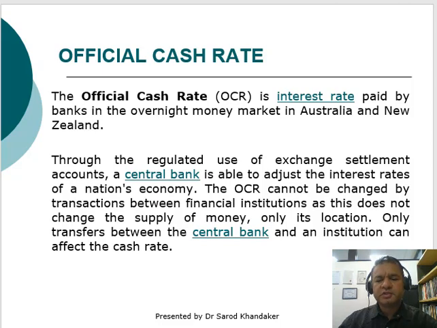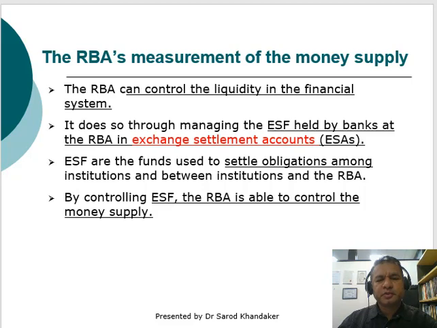Through the regulated use of the exchange settlement account, a central bank is able to adjust the interest rate of the nation's economy. So the OCR cannot be changed by transactions between financial institutions, as this does not change the supply of money, only its location. Only transfers between the central bank and the institutions can affect the cash rate. The RBA can control the liquidity in the financial market. That's what we learned in our last lecture.